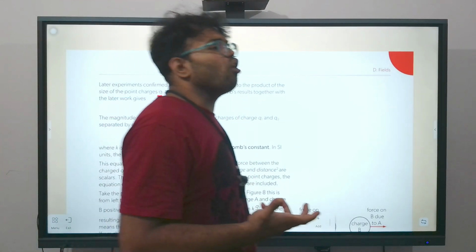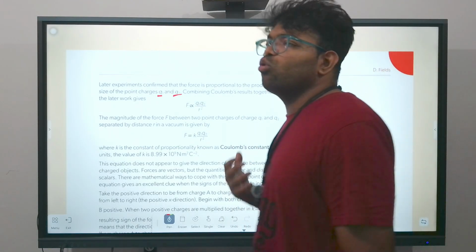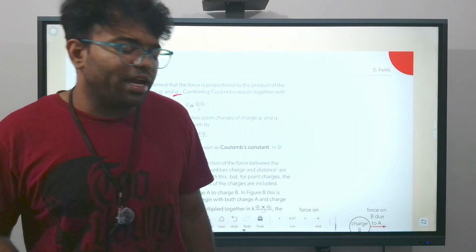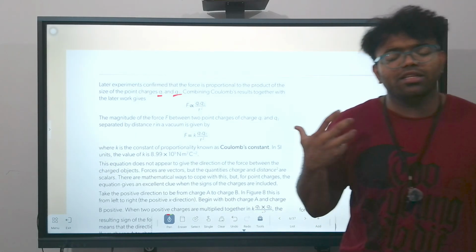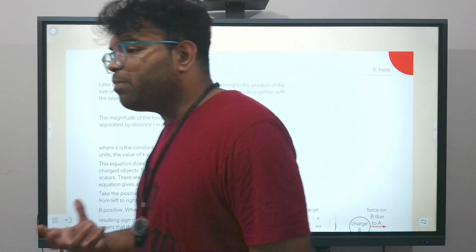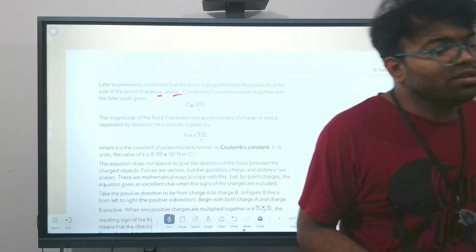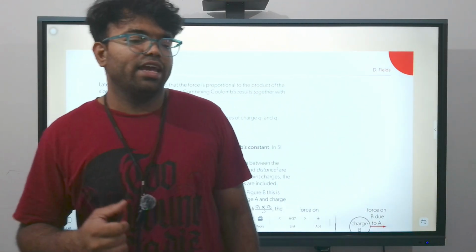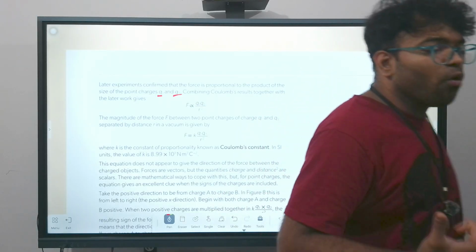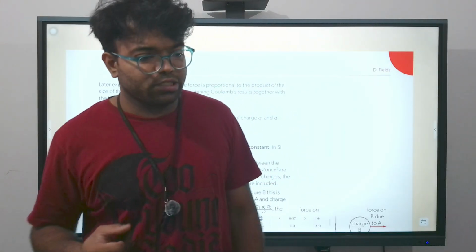So, if there are two objects having charges Q1 and Q2 separated by a distance r, then we can say that the force between the two objects is directly proportional to the product of the charges and inversely proportional to the square of the distance between them. Okay, so we can say that force is directly proportional to Q1 Q2 upon r square.